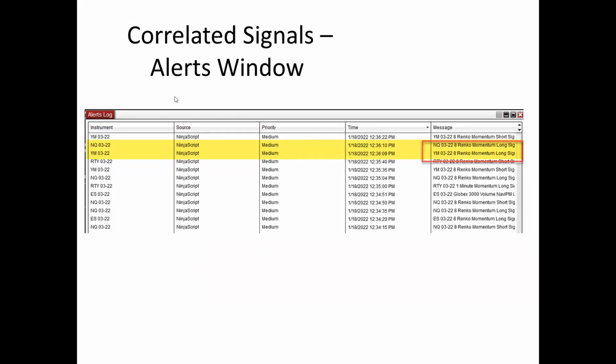One question we get is, do we have alerts? Yes, you have this alerts window that's part of the NinjaTrader platform. You just have to open up the alerts log and run our charts, and they will give you these signals.